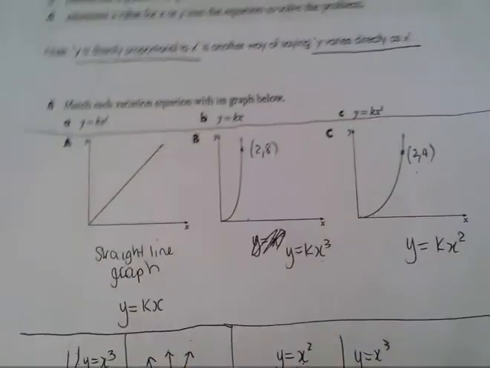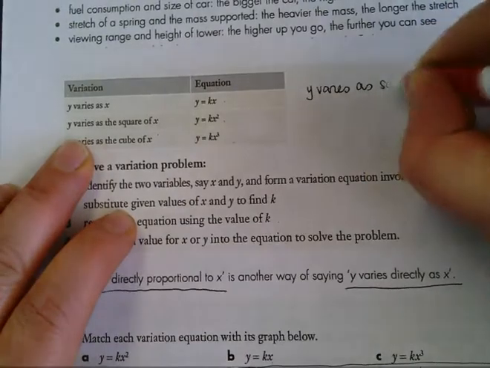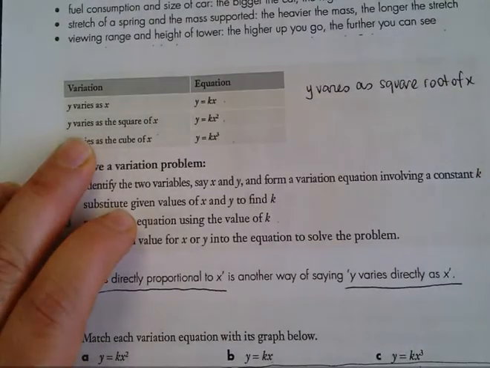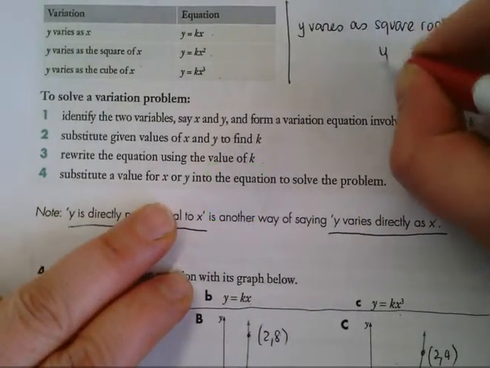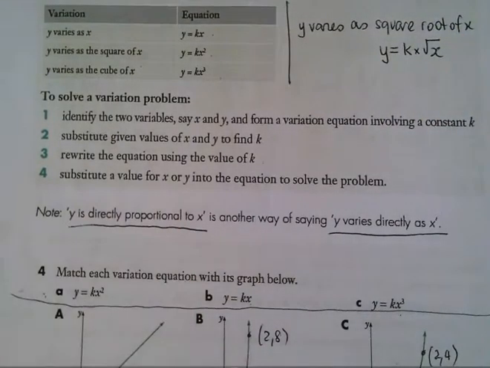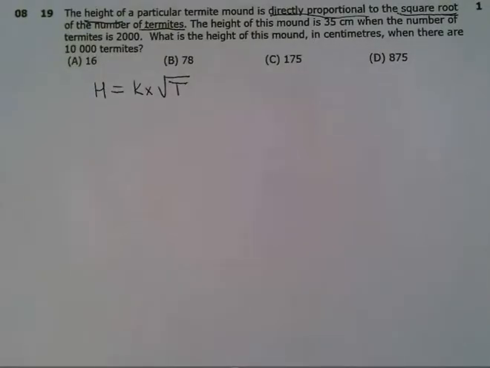You know what we're going to do? Let's go to the front. Girls, go to the front of your booklet. Y, this is another type, varies as the square root of X. Excuse me, ladies, go back to the front of your booklet. Let's add one more type. Y varies as the square root of X. The equation is Y equals K times the square root of X. Are we okay with that? Y varies as the square root of X is another type. It is direct. Of this mound, now notice in all the other questions you've had guidance.